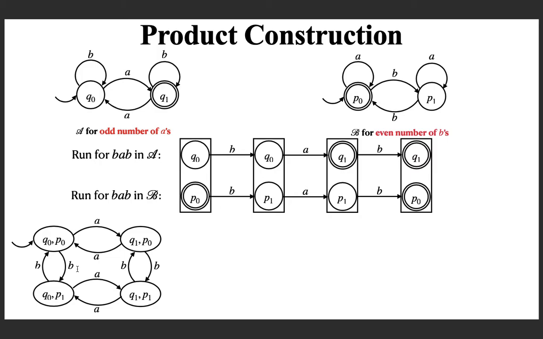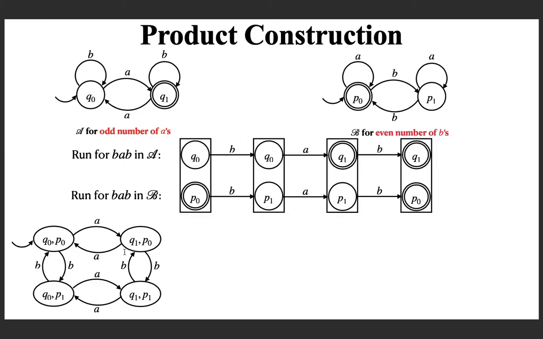Now the only thing is we need to decide which all are its final states. This product automaton is going to accept the intersection of the languages accepted by A and B. So what will be a final state? A state is final if both the states are final. That is, if the first state is final in the first automaton and the second state is final in the second automaton, then you can make that a final state.